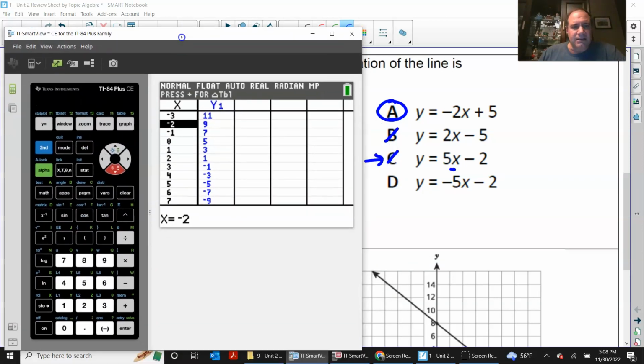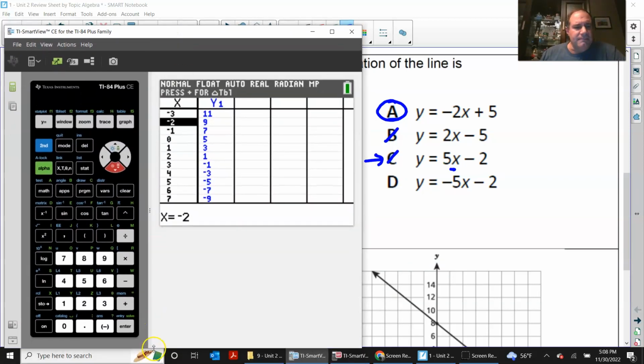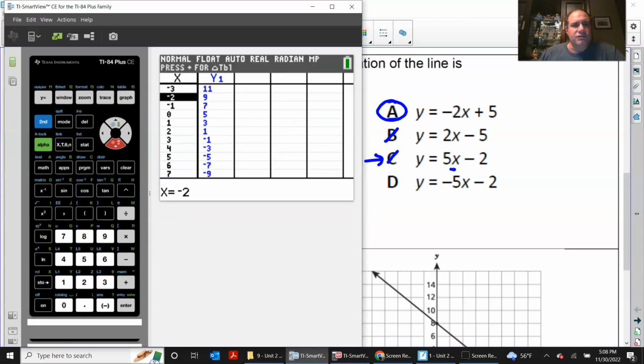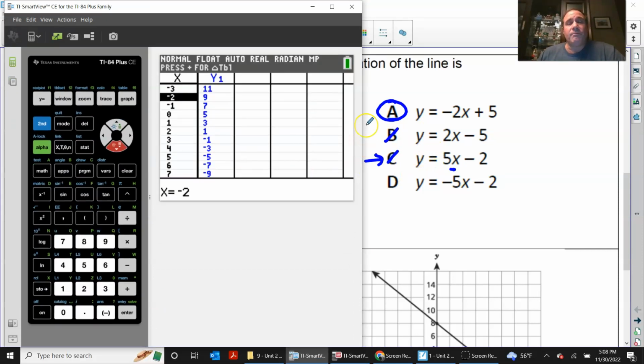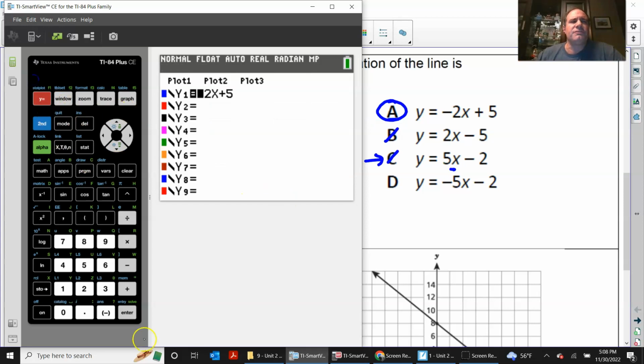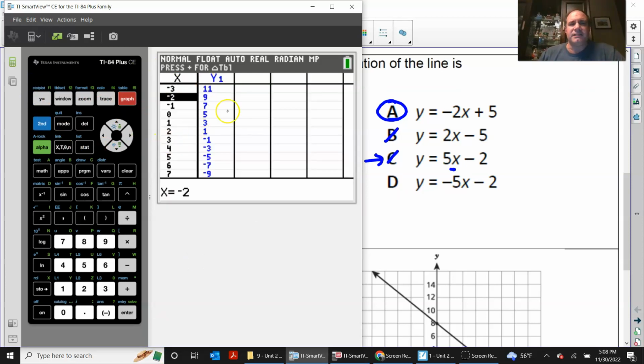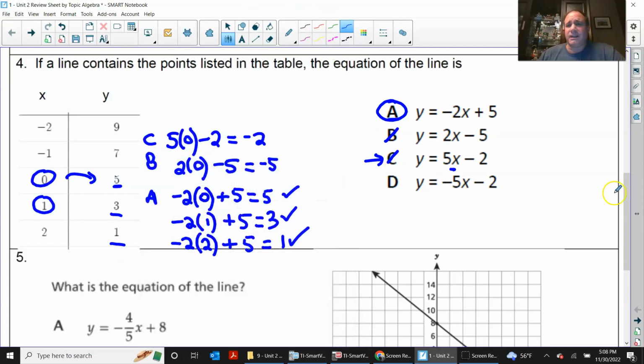This is the line. So if I try any other line, it won't match up with the coordinates. So we know that A is the answer. It just happens to be the first one that I put in. When you press y equals, you put that equation in there, and then you press second function graph to see the table of values. And that is basically it. All right, so A is your answer there.